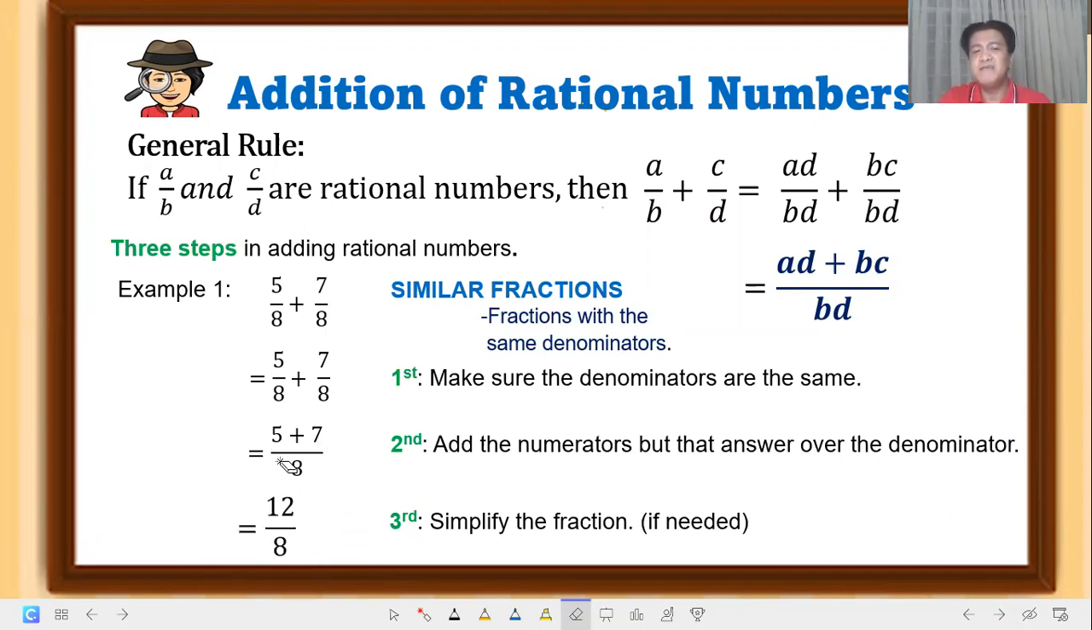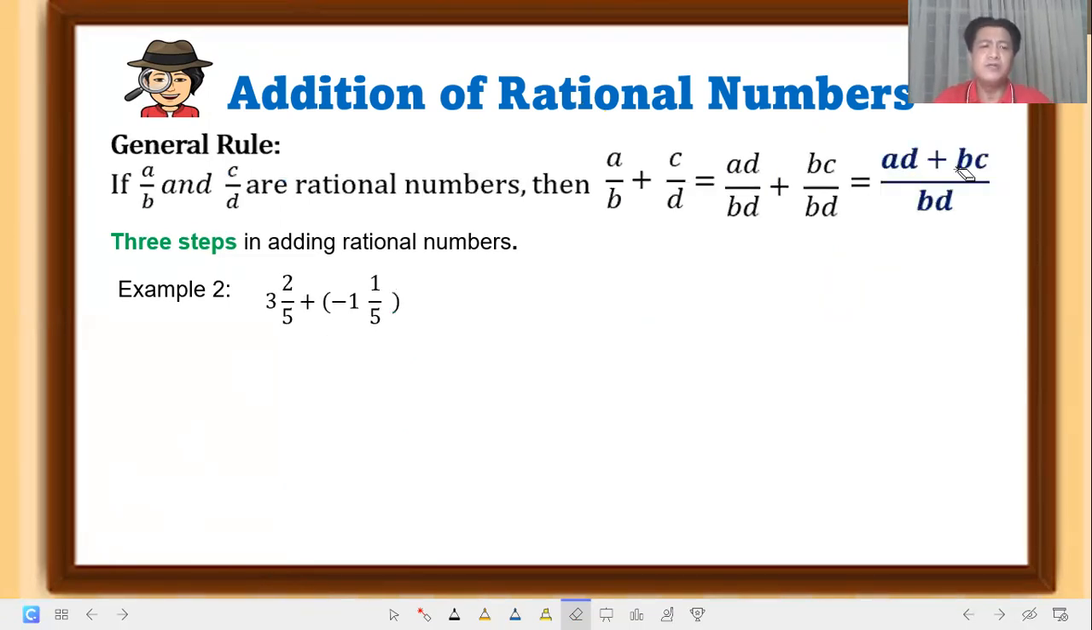And what is the simplified form of this? Diba? That is 3 over 2. Paano nakuha yung 3 over 2? Ang GCF nila ay that is divisible by 4. 12 divided by 4 is 3. Same with 8 divided by 4 is 2. Kaya 3 over 2 na po ang simplified niya.